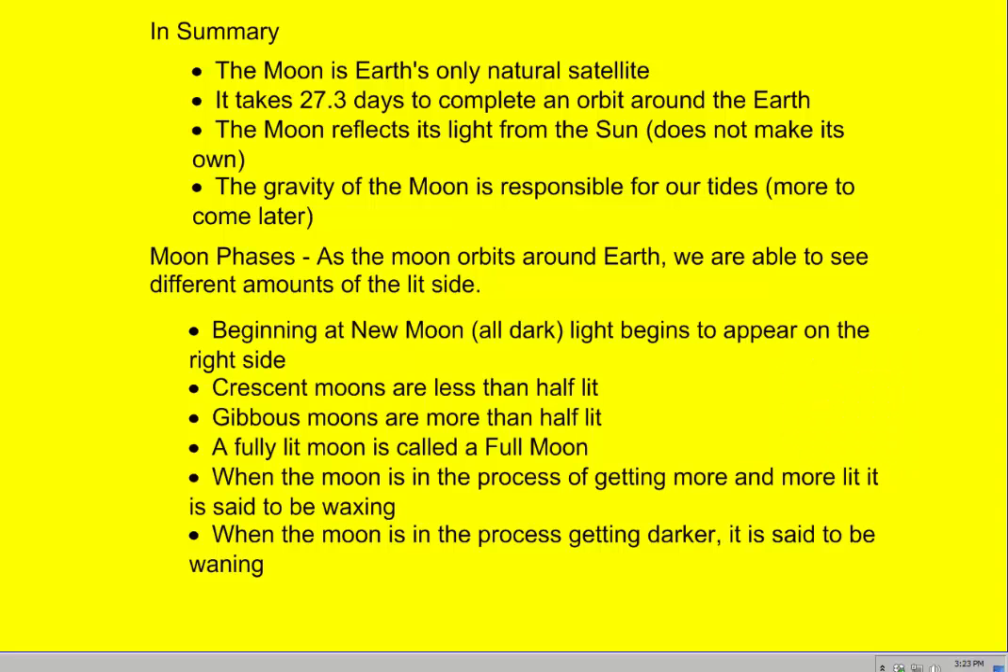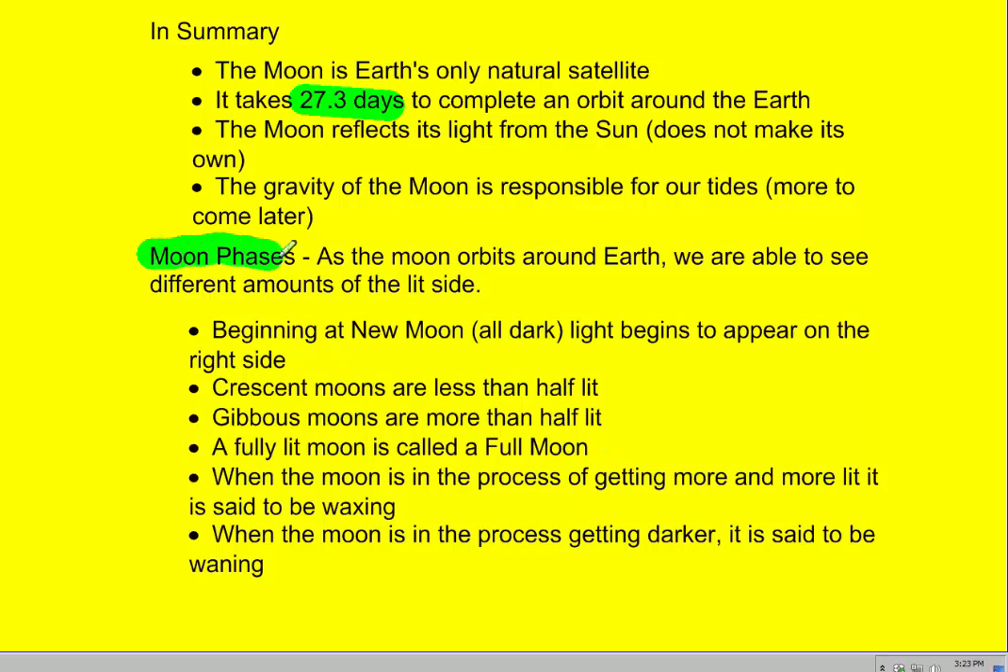In summary, the moon is the Earth's only natural satellite. It takes about 27.3 days to complete an orbit around the Earth, just a little bit under a month. The moon reflects its light from the sun. It does not make its own light. It's just like a mirror and reflects the light back to us. The gravity of the moon is responsible for our tides, the rising and falling of our ocean levels, but we'll have more to come about that later.